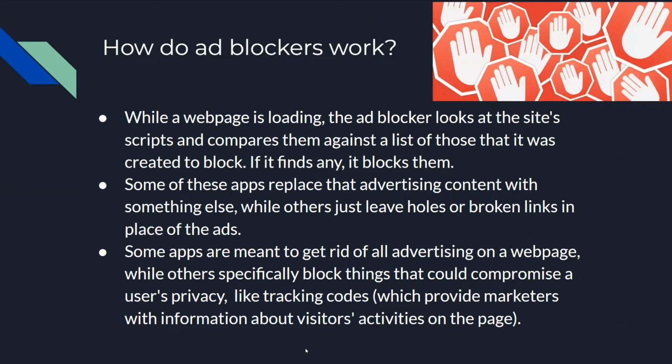While a web page is loading, the ad blocker looks at the site's scripts and compares them against a list of those that it was created to block. If it finds any, it blocks them. Some of these apps replace advertising content with something else, while others just leave holes or broken links in place of the ads. Some apps are meant to get rid of all advertising on a web page, while others specifically block things that could compromise a user's privacy, like tracking codes, which provide marketers with information about visitors' activities on the page.